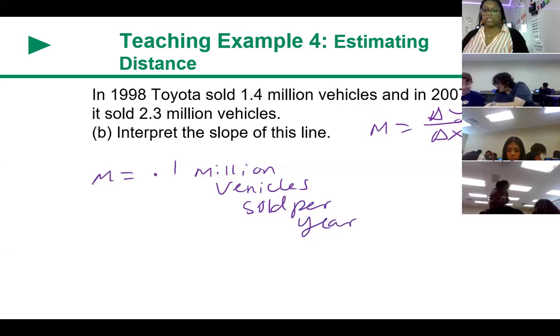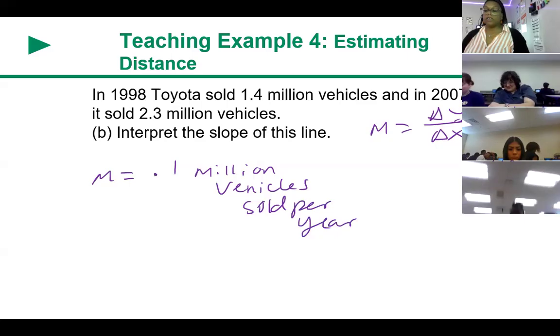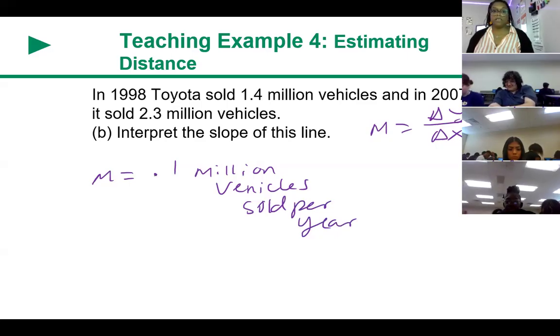Questions thus far? All right, so we're going to keep it going with the next part. The next part is asking us to further dive into the real world problem and explain how accurate it is to the actual value.